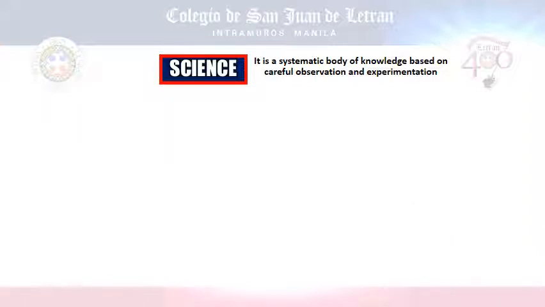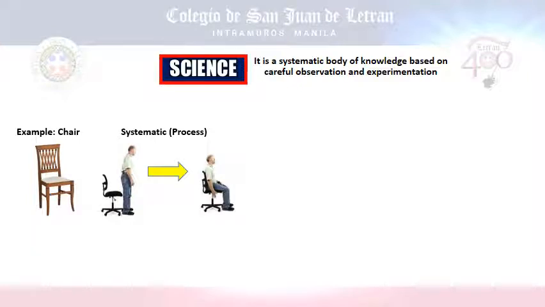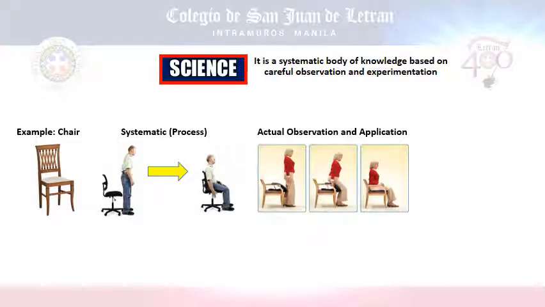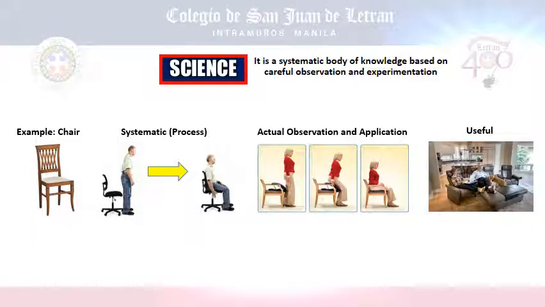Another example is a chair. When using a chair, it has a process. You have to sit first, and second, you have to lean back for us to be able to be seated properly and to be relaxed. Do we observe it? Yes. Do we have actual application? Yes. When it becomes useful in our daily lives, it becomes science.